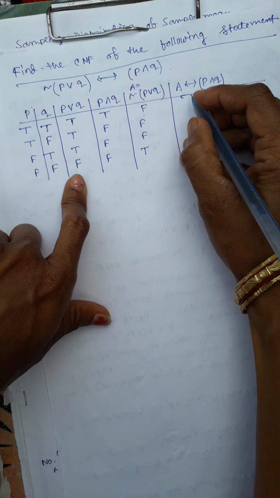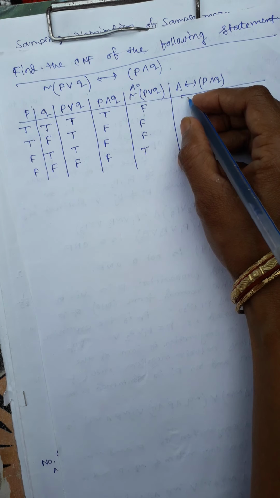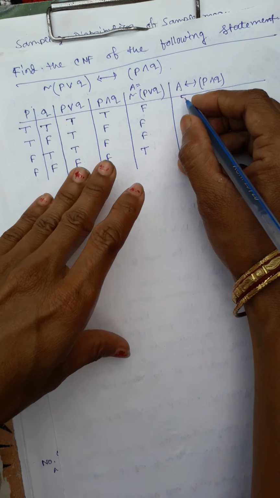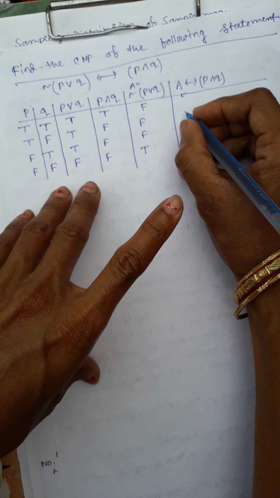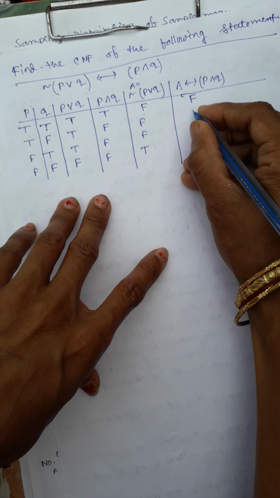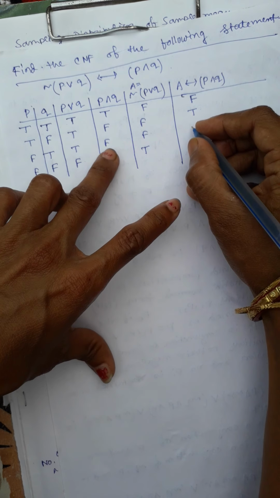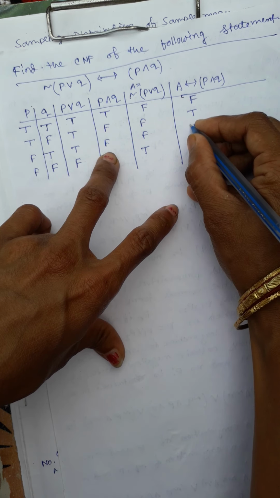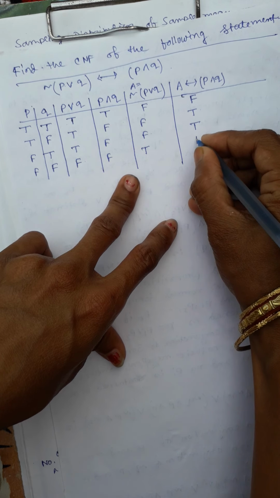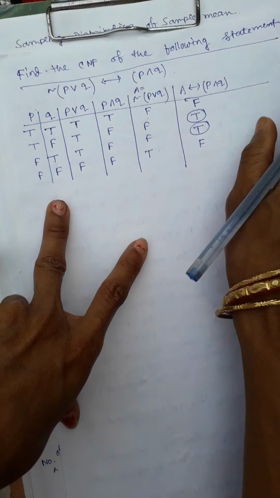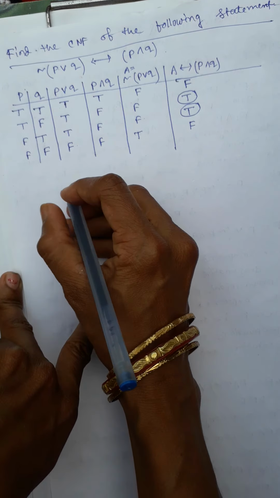For this statement, if both statements are true, then it is true, and if both statements are false, then it is also true. Otherwise it is false. That means this one is false, this one is true because both statements are true. This one is also true, as both statements are false, and this is false. Now for this true and for this true, we find the CNF here.